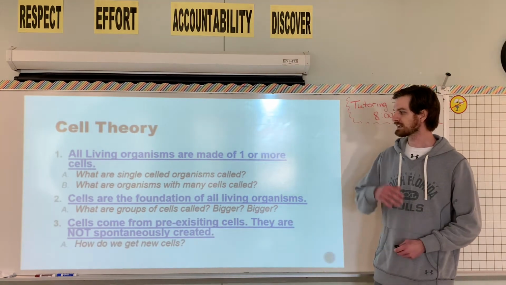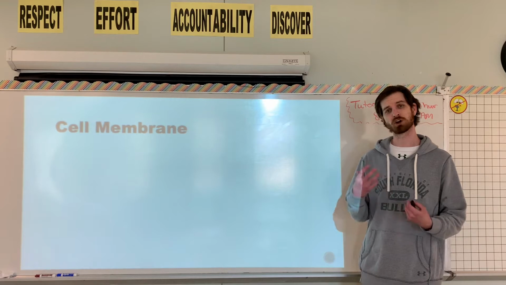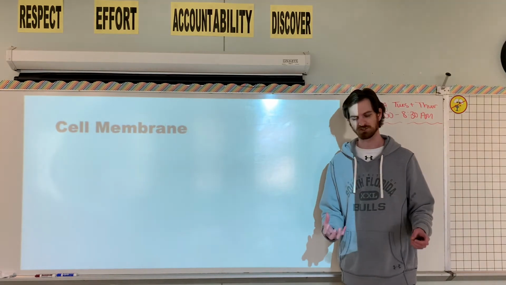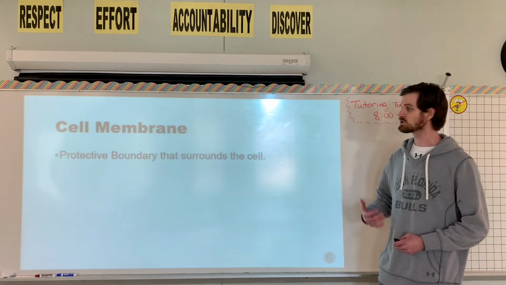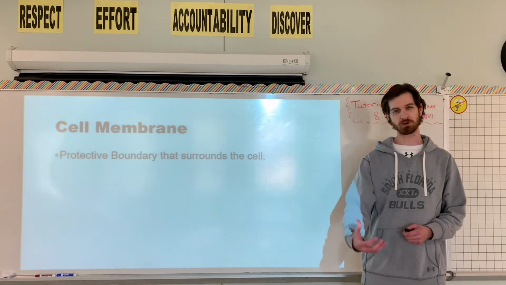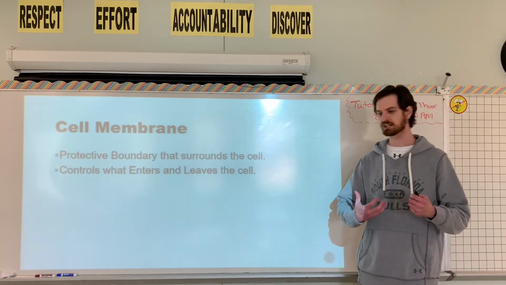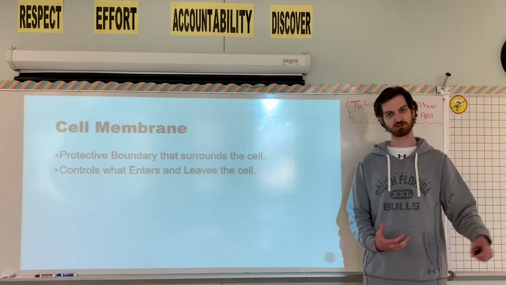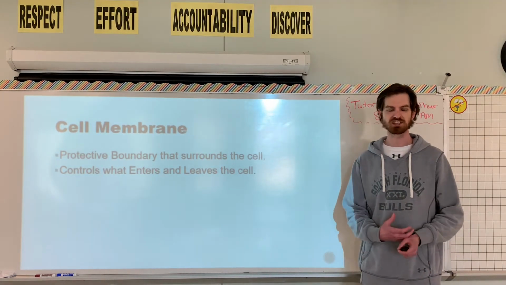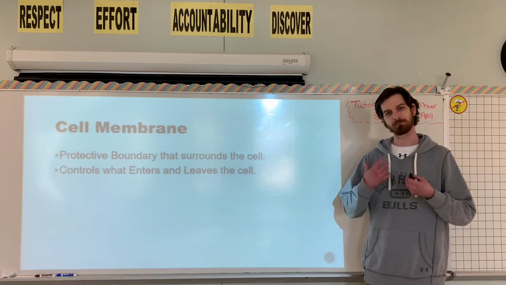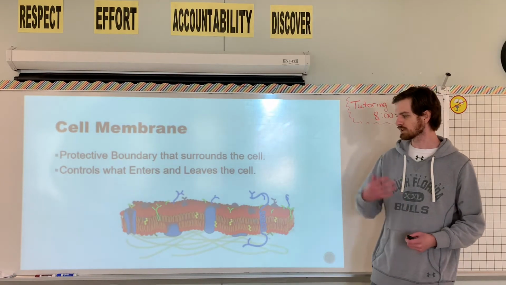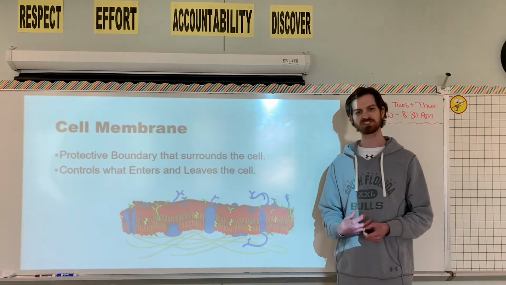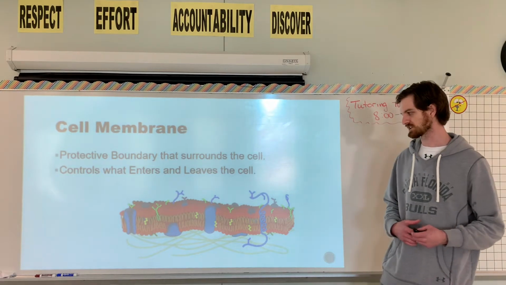All right. Now, let's get into the parts of the cell, specifically the cell membrane. So let's start with the outside and work our way in. So the membrane, remember, is a protective boundary. It controls what comes in and out of the cells. It allows certain materials in, it keeps certain materials out. And this allows the cell to have what's called homeostasis, or balance within the cell, allowing certain things in that are good for the cell and getting the waste products out of the cell as well.